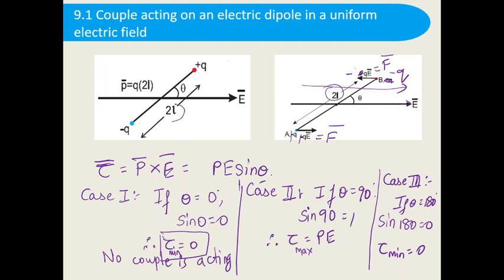So whenever this 2L is parallel to E bar, we can say that the torque or couple acting is 0. Whenever this 2L is perpendicular to E bar, we can say that the torque acting is maximum. So that is the explanation about the couple acting in an electric field. This is not in our syllabus, but we are learning it from the entrance exam point of view.